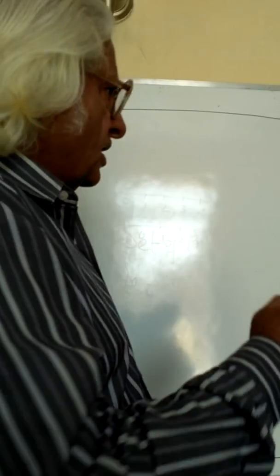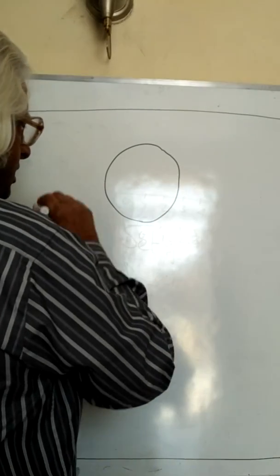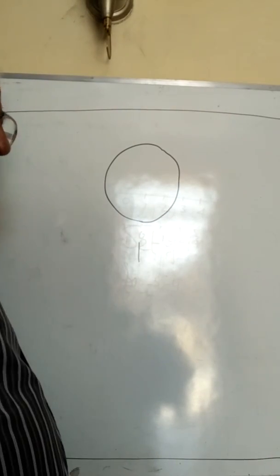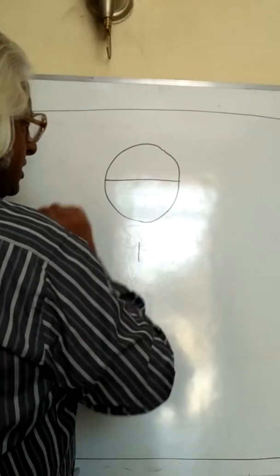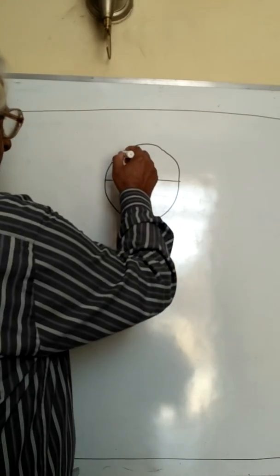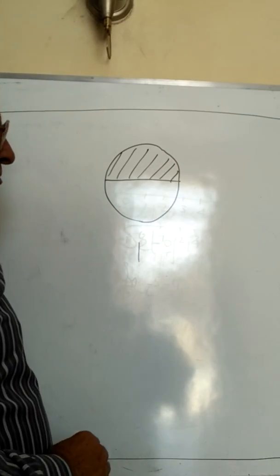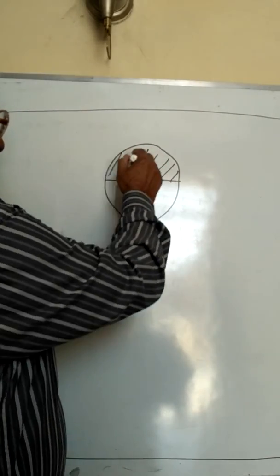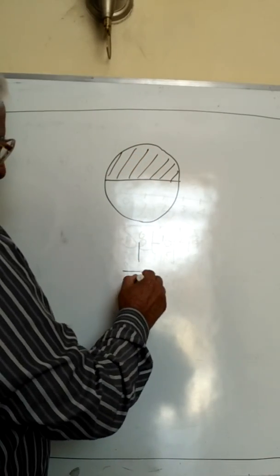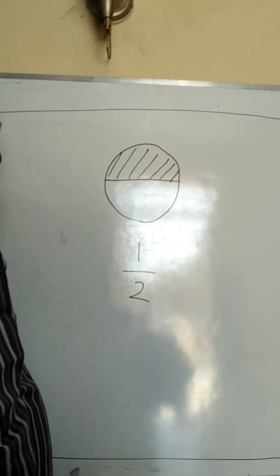Let us draw this figure. In this figure, I am just showing a circle. Now, this is one full circle. But if I divide this circle into two parts like this and shade this portion, this circle has been divided into two. So, what is the fraction for this shaded portion? It is 1 by 2. This shaded region is 1 by 2.